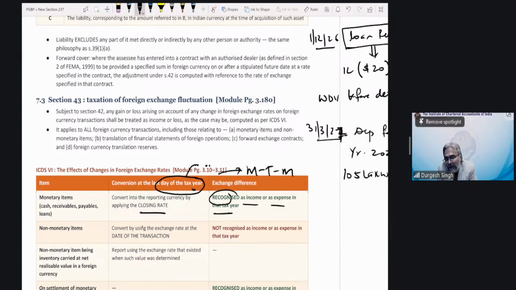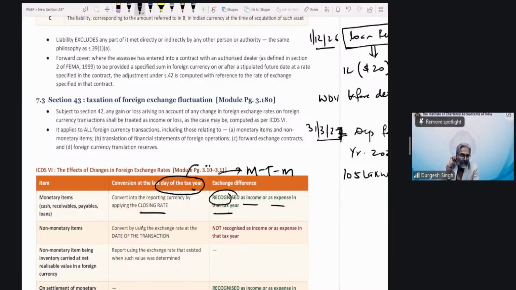And therefore, by virtue of this, students, if 31st March is what I'm supposed to recognize, this goes against ICDS number 1, which says that mark to market will not be recognized unless there is a specific ICDS which says that MTM recognition is allowed. So which is the specific ICDS which says that MTM should be recognized? It is ICDS number 6. But be careful, ICDS number 6 is to be considered only when section 43 is invoked and not section 42.